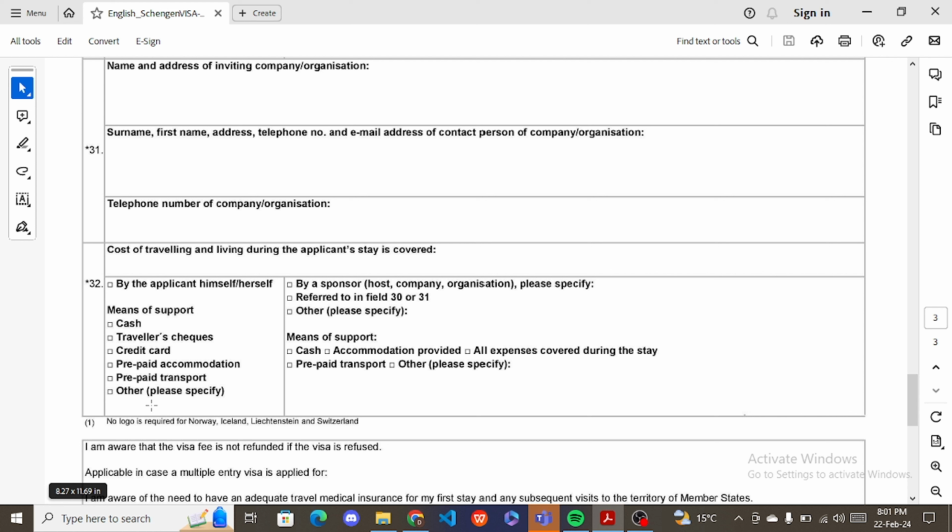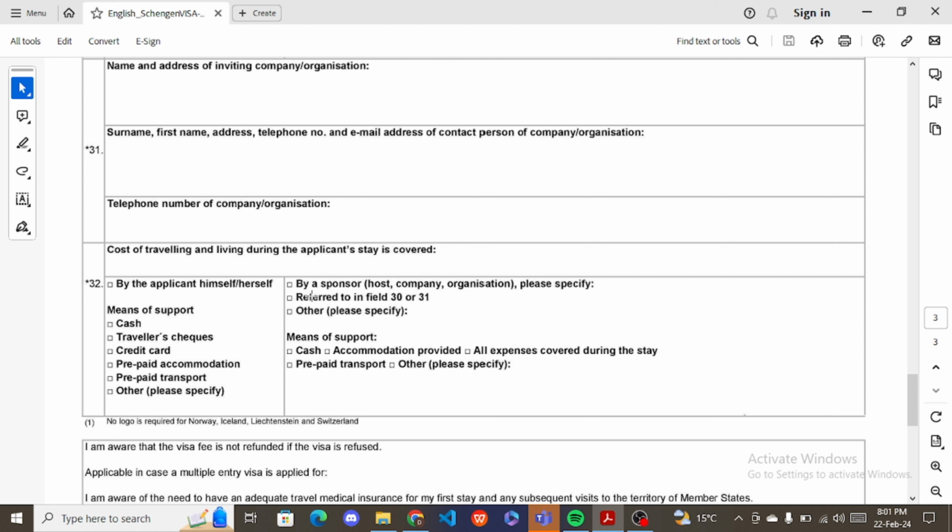So if you have a traveler's check, then please tick that. If you have a prepaid accommodation, tick that. But if what you have is just cash, because definitely you're going to be traveling with cash no matter how little, and then your bank statement, then tick that. But then if you have a sponsor, if you're not sponsoring yourself, then you have a sponsor.